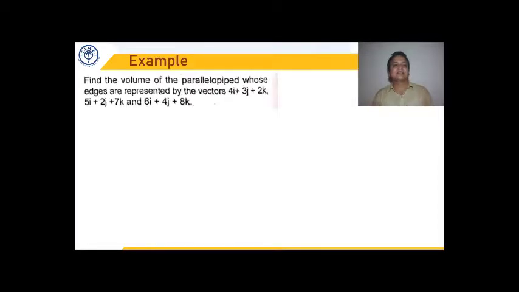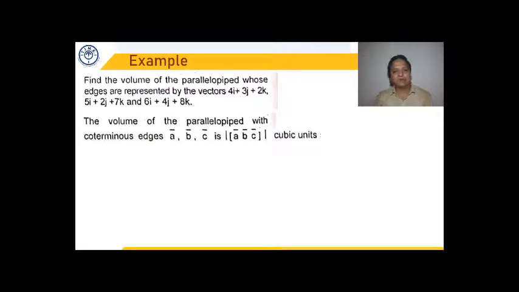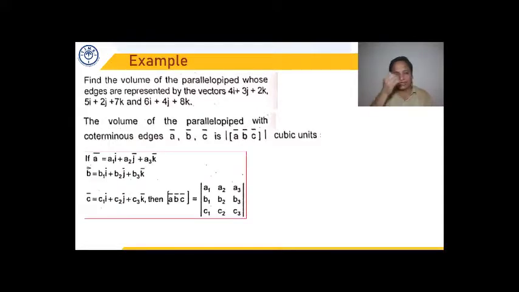Now moving further, let's move to another example. It says find the volume of the parallelepiped whose edges are represented by the vectors. Three vectors are given. Now we know the volume of the parallelepiped with coterminous edges A, B, C is the scalar triple product. We simply take the scalar triple product of A, B, C. So vectors are given to us, and how do you find the scalar triple product? We write the vectors in order and put a determinant, writing the coefficients in three different rows as given in vectors A, B, C.